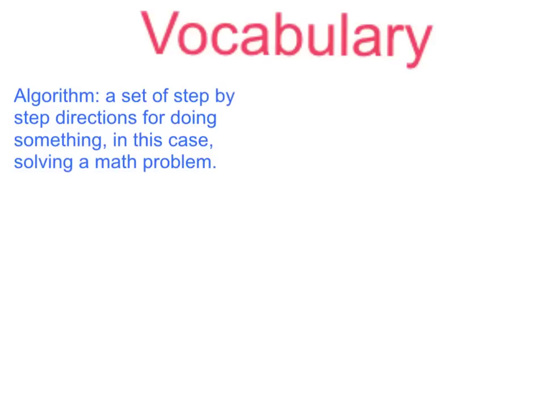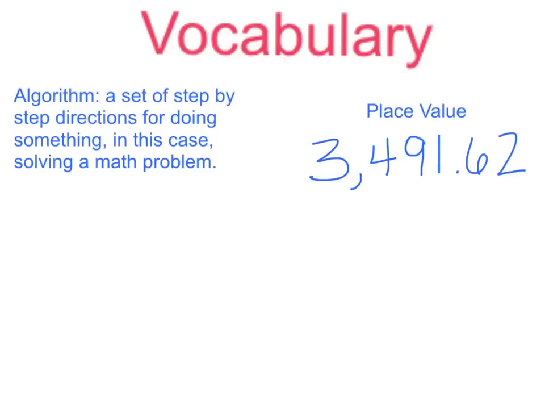Our next term today is place value. And this is a system that gives a digit a value according to its position or place in a number. In our standard base 10 decimal system for writing numbers, each place has a value of 10 times that of the place to its right and 1/10 the value of the place to its left.